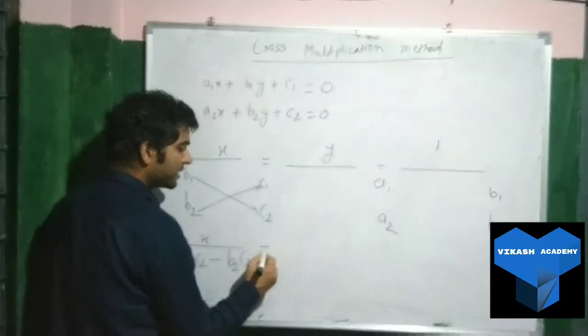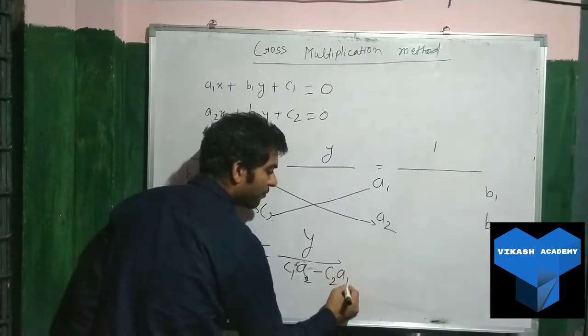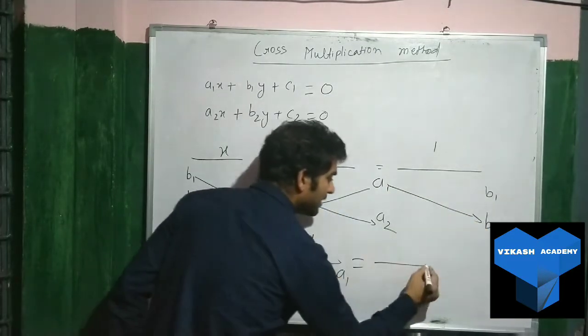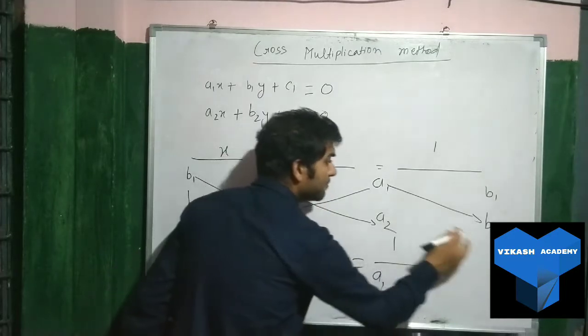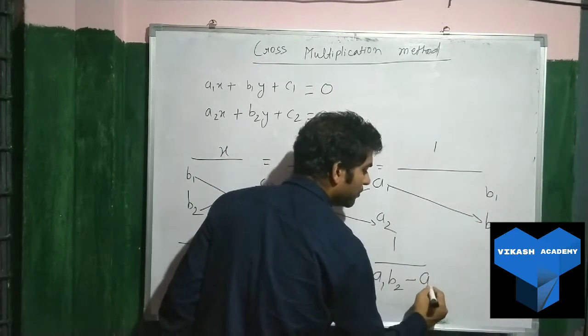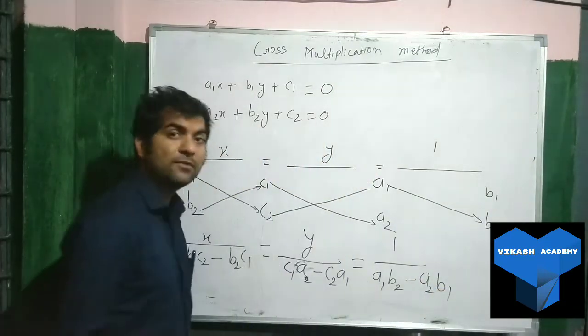Next, put the equal sign, and y will be y. Next, follow the same method. It will go c1 to a2, so you write here c1 a2, minus c2 a1. Equal will be equal. Next, it will be 1 by a1 b2 minus a2 b1. So this is the step you have to understand.